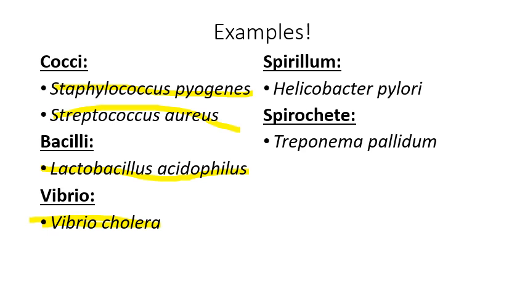An example of a spirillum is Helicobacter pylori, which we're going to be discussing quite a lot in this course. And a good example of a spirochete is Treponema pallidum, which causes syphilis, and we're going to be discussing that a lot in this course. So you can memorize the names of these bacteria as soon as you can, because eventually they will start showing up on the weekly quizzes.